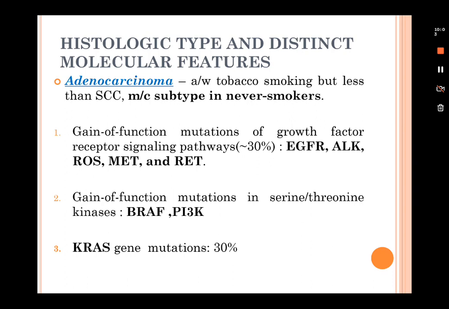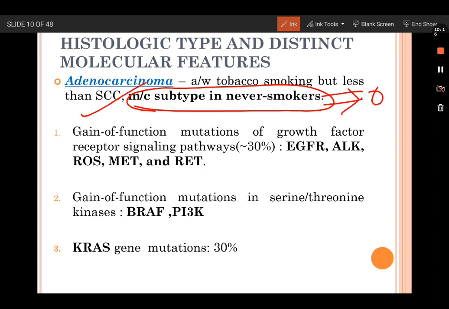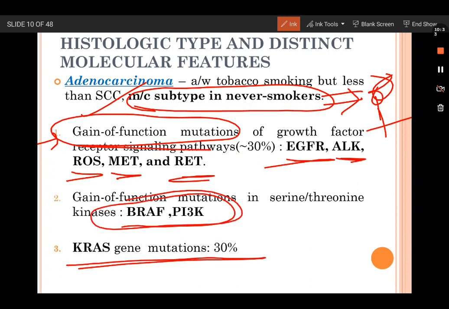carcinoma. Adenocarcinoma is also associated with tobacco smoking, but not as much as squamous cell carcinoma. But it is the most common subtype in never smokers. It is also the most common subtype in females. It has gain of function mutations of growth factor receptor signaling. Just remember, gain of function has happened: EGFR, ALK, ROS, MET and RET. And BRAF, PI3K and KRAS gene mutations are also seen.